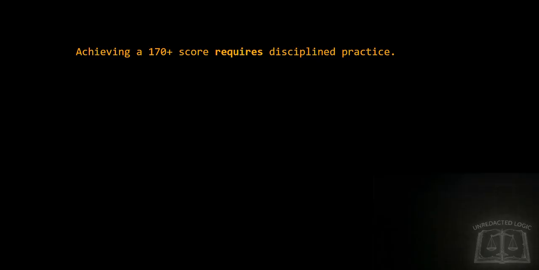This one uses the conditional indicator requires, which introduces the necessary condition, similar to only if, which we did a few slides ago. Okay. So achieving a 170 plus score requires disciplined practice. A stands for achieving a 170 plus score. Arrow, D for disciplined practice. The contrapositive, not D, arrow, not A.